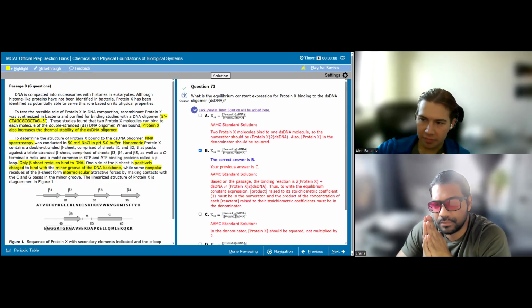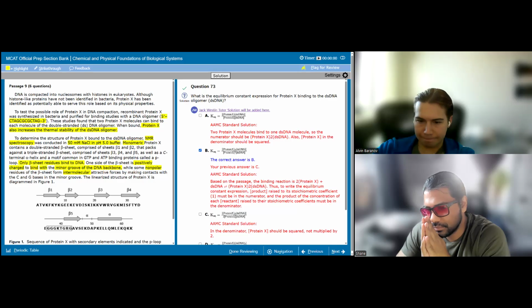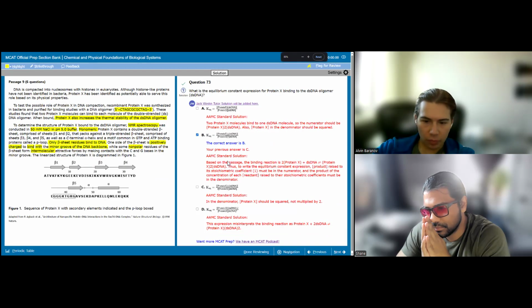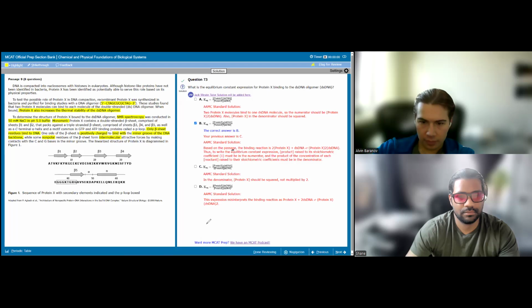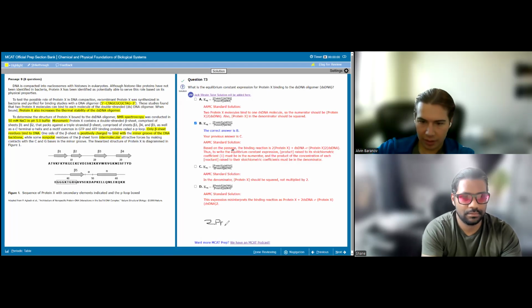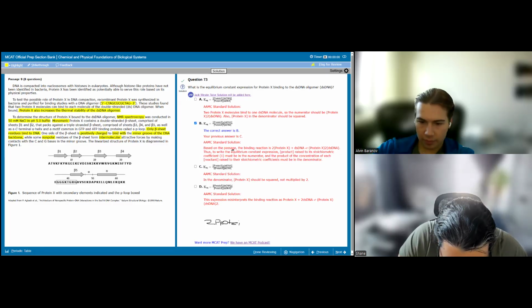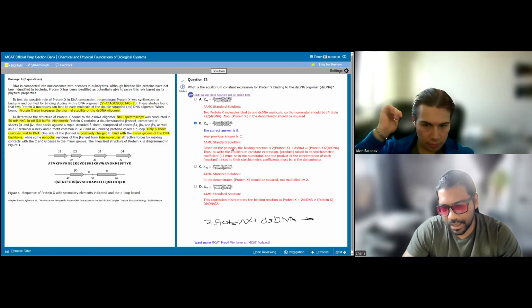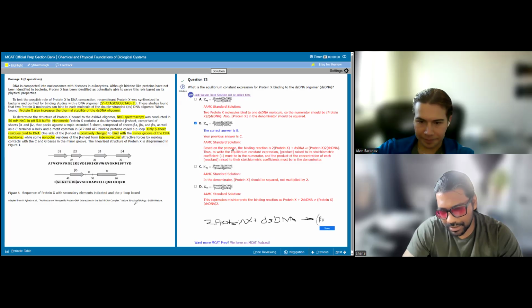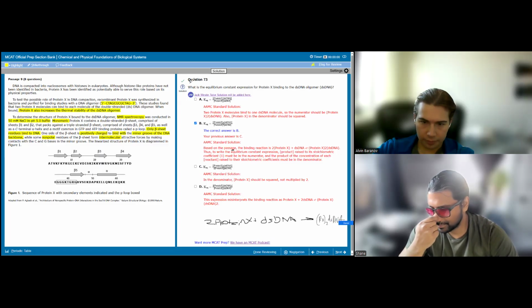Why wouldn't the two be in front? Because of the way it would be written. Would it be like this if it's in equation form? Yep, and then you'd get protein X in parentheses with a 2, and then the dsDNA.